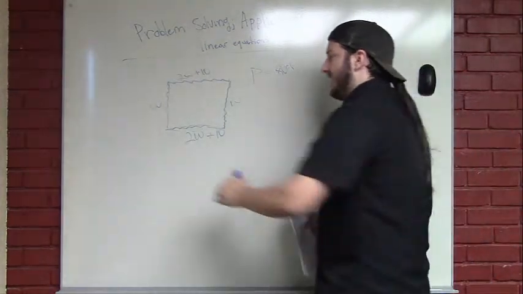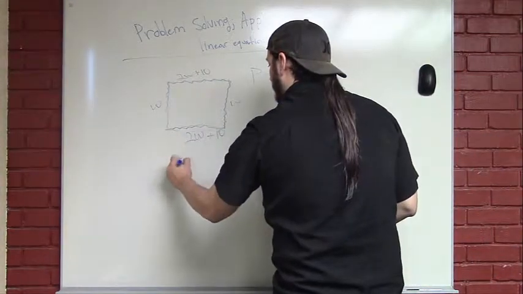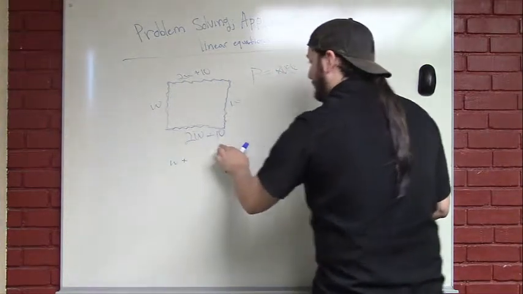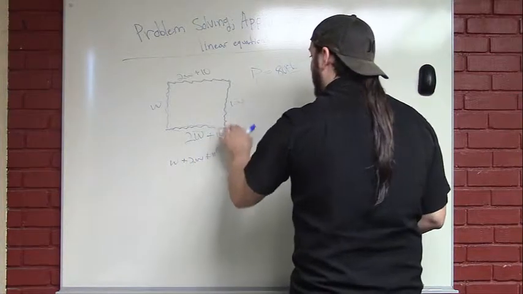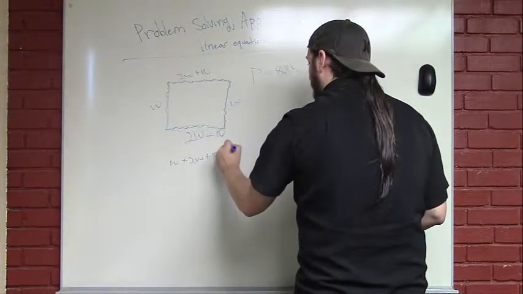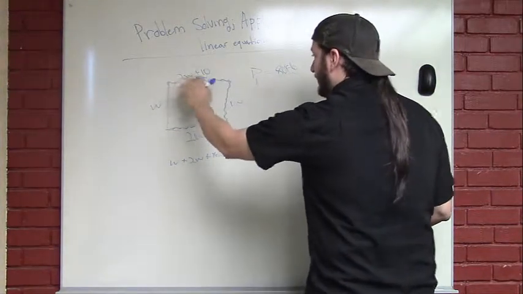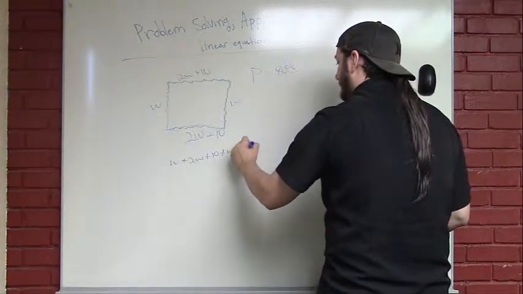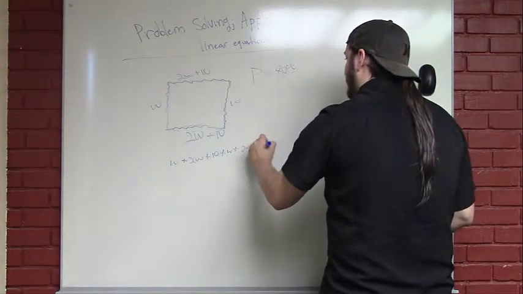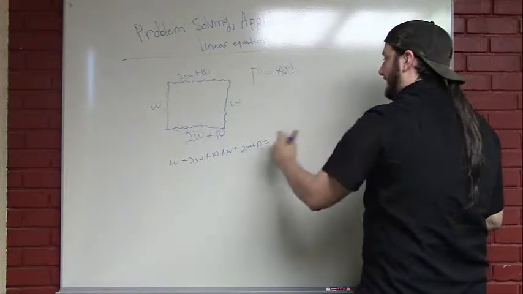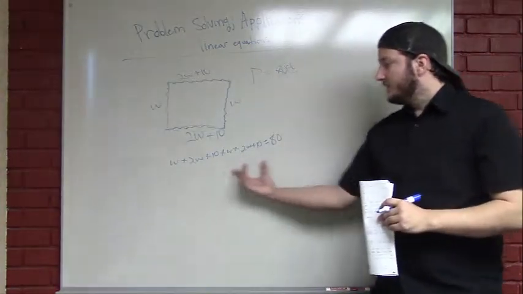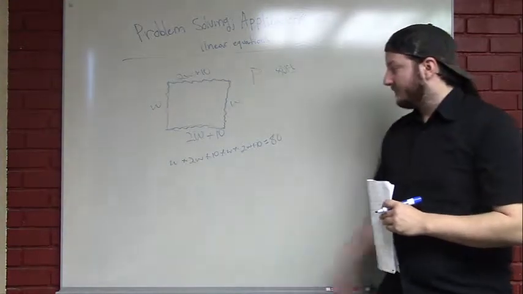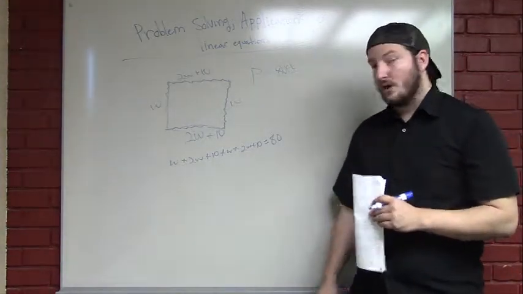So let's write that. We got W plus 2W plus 10 plus W plus 2W plus 10 again, and that is going to equal 80 feet. And now you just start combining like terms, and we'll solve for W.